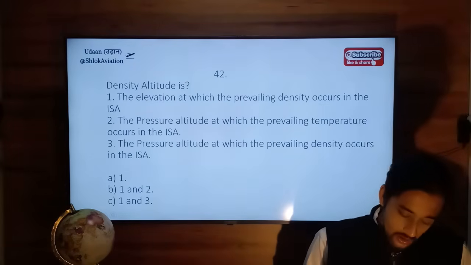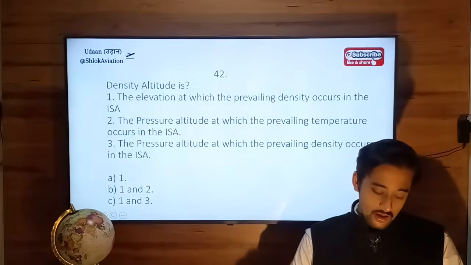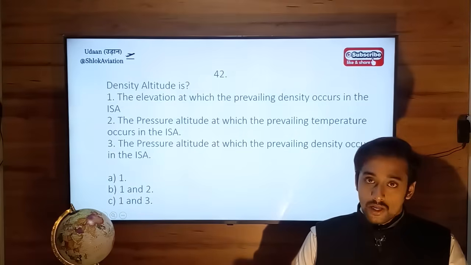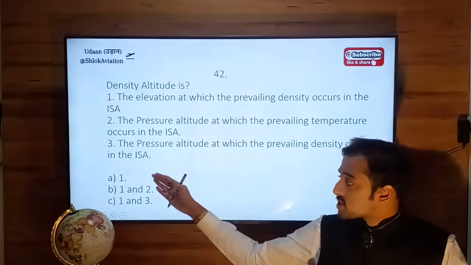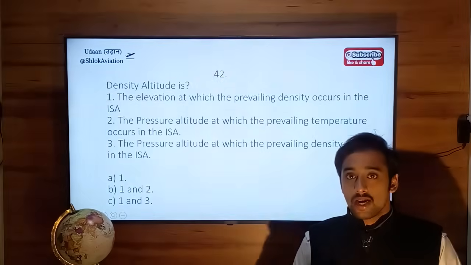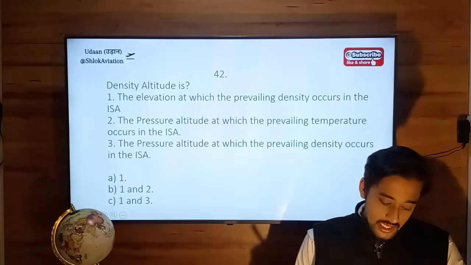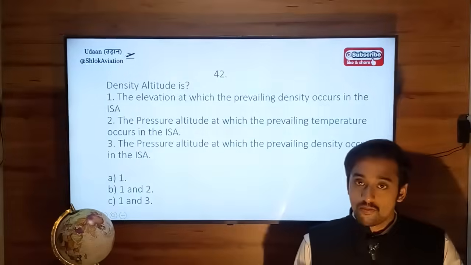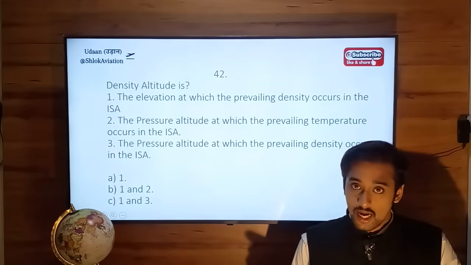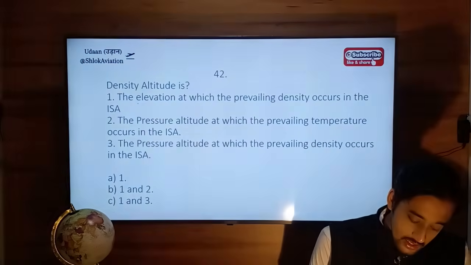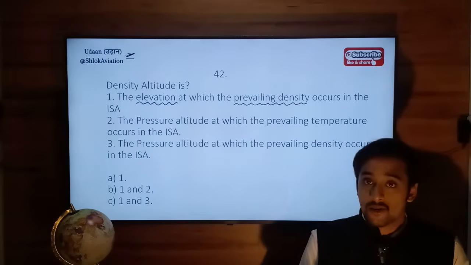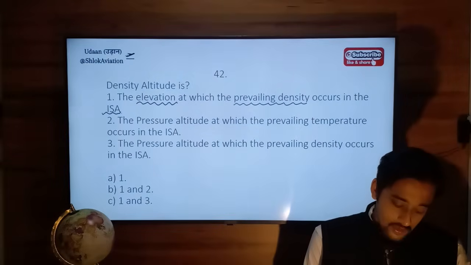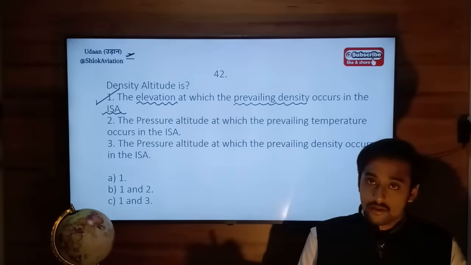Question 42. Density altitude. What is density altitude? Three statements are given to you. You have to check the option containing correct statements. Statement 1, the elevation at which the prevailing density occurs in the ISA. So elevation is the right word. Density, ambient density is the right word. ISA. So statement 1 is correct.